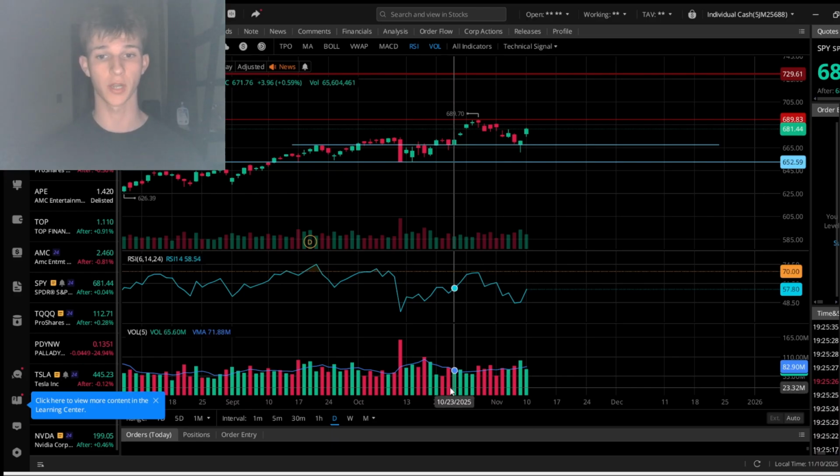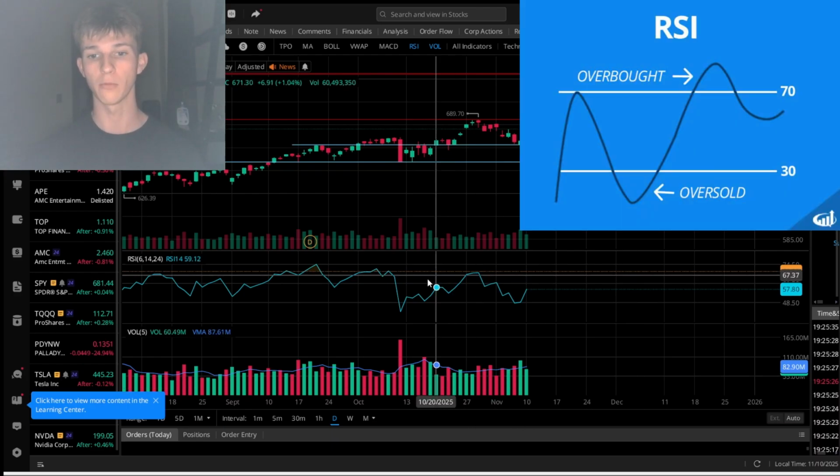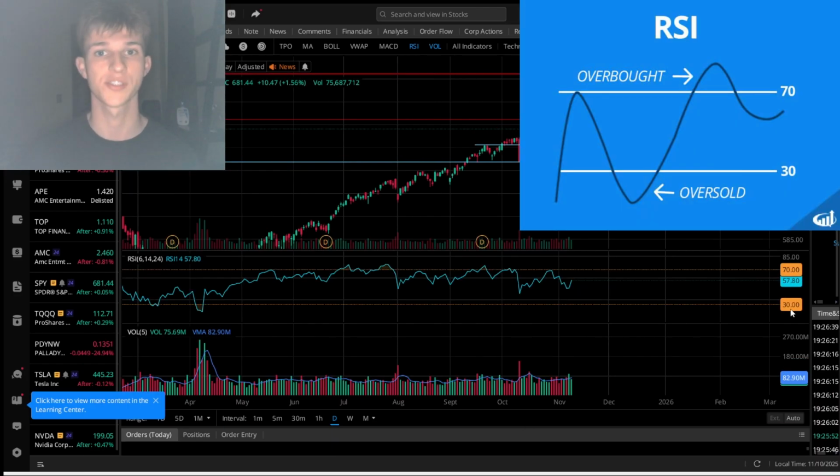Another thing too, not only do we have volume, but we also have the RSI. What is the RSI? The RSI is the relative strength index. The relative strength index is basically whether the stock is overbought or oversold. It's basically an index of where it's at based on the time frame. So for example, as you see, we have two lines right here.